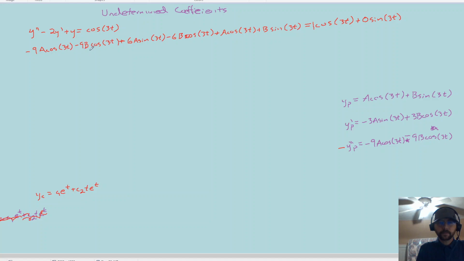So I want my cosines first. Here's a cosine with a b, here's a cosine with a b, here's a cosine with an a. So I'm also going to do the pulling out at the same time. So we have a, and then this is negative 9b, negative 6b, plus negative 15b, a minus 15b, and then that's all times cosine of 3t.